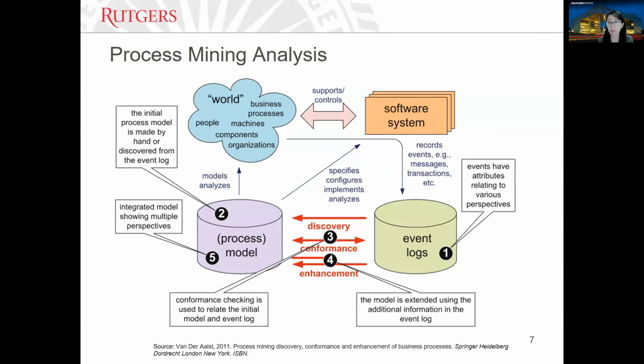Process mining analysis can be conducted based on different perspectives. The starting point is an event log and some initial process model. The initial process model may have been constructed manually or discovered through process mining. During the analysis, different attributes of events can be used to extend the initial model. For example, information about service or waiting times extracted from the event log can be added to the model. So after adding the different perspectives, an integrated process model can be obtained.